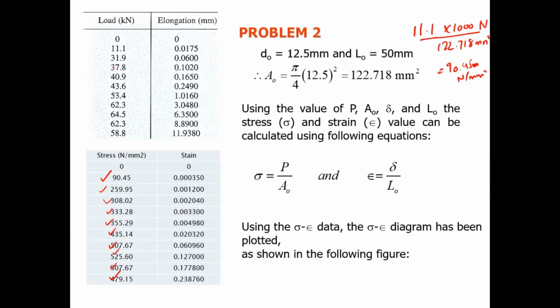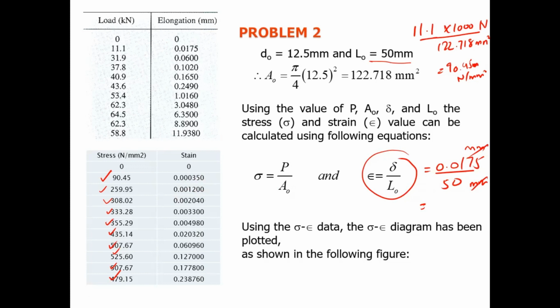Then how many values do we have? 1, 2, 3, 4, 5, 6, 7, 8, 9, 10, 11. Now, to determine the strain, we have to know the elongation as well as the original length. So this is our original length, and we can determine it by this formula: 0.0175 divided by 50. Its unit is millimeter, their unit is millimeter as well. So our strain will be 0.0003035 and so on.